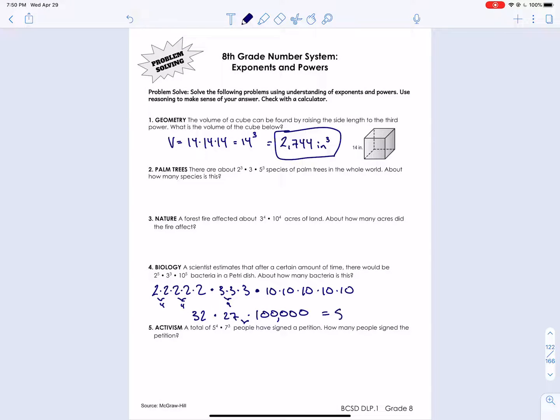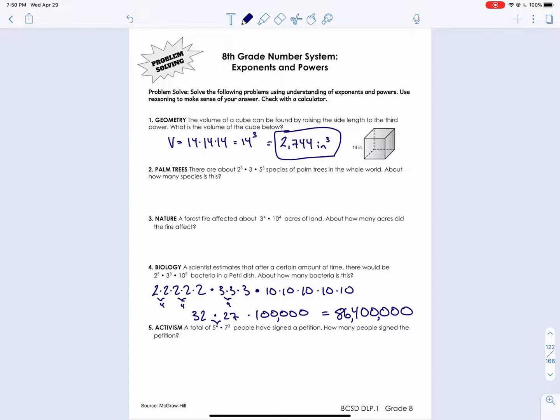Okay, so 864. And then I want to put those 5 zeros. All right, and then put our commas so we can read this. So we get 86,400,000 bacteria. So that's not bad. So we really didn't need a calculator. We could have just multiplied 32 times 27 first, and then added the 5 zeros.